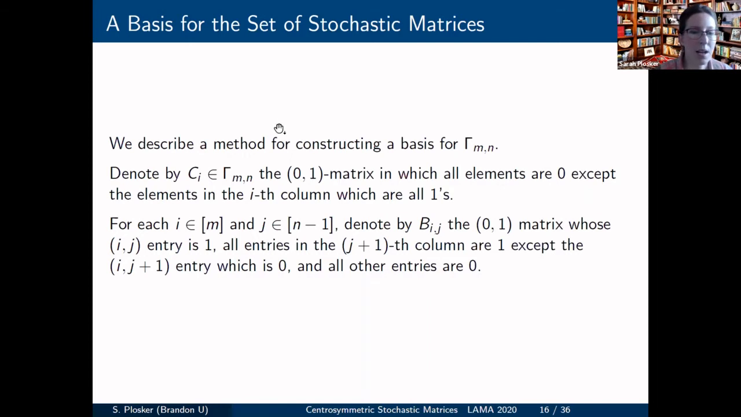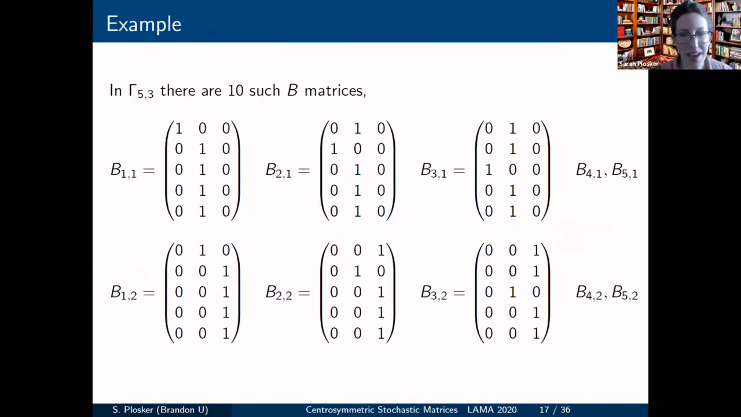Okay, so we have Ci. This is a 0, 1 matrix with all elements being 0, except all the elements in the ith column are 1s. So Ci has 1s in the ith column, 0s everywhere else. And then these Bij's are 0, 1 matrices, where the ijth entry is 1, and all entries in the j plus 1th column are 1, except the i, j plus 1th entry, which is 0. All other entries are 0. I don't think that made any sense, so I will go to what I mean by that.